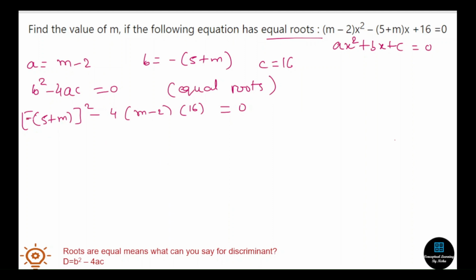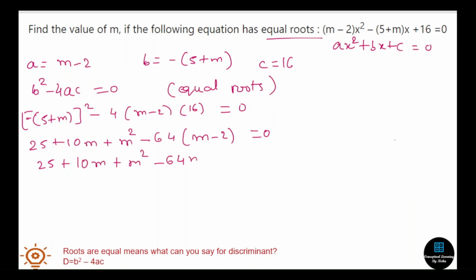Now minus square becomes positive. Now 5 plus m whole square, so apply the a plus b whole square identity. So what do we get? 25 plus 10m plus m square. Now here, first of all, 16 fours are 64, so I'll write 64 times m minus 2 equals 0. Now I'll simplify this. So 25 plus 10m plus m square minus 64m plus 128 equals 0.